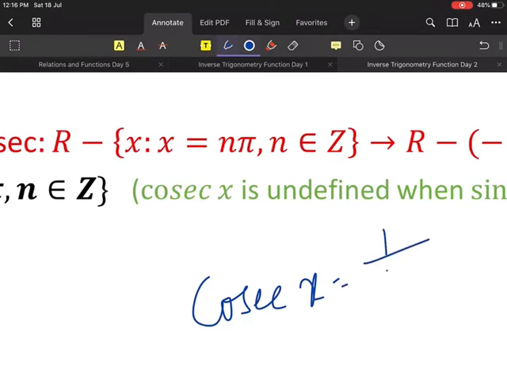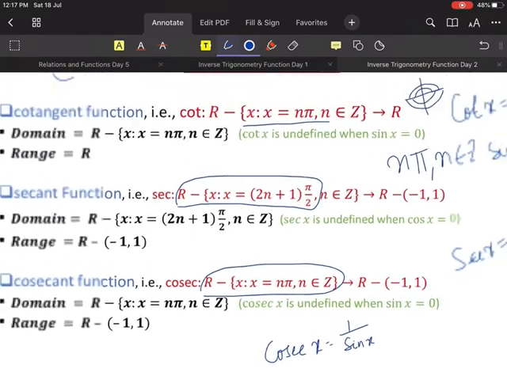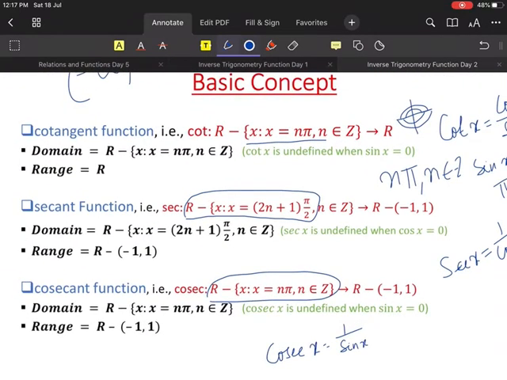Now cosec function. Cosec function is the inverse of what? Cosec x is 1 by sin x, right? And when does this get undefined? When sin x is equal to 0, right? And where have we learned sin x equal to 0? In the cot x portion, right? So the domain will be the same as the cot x one.